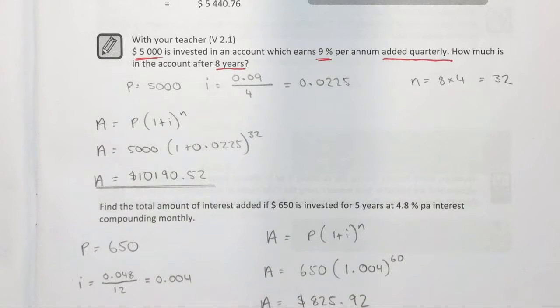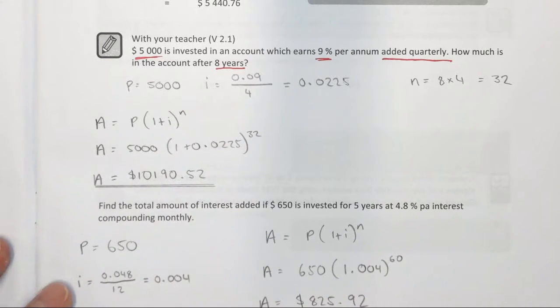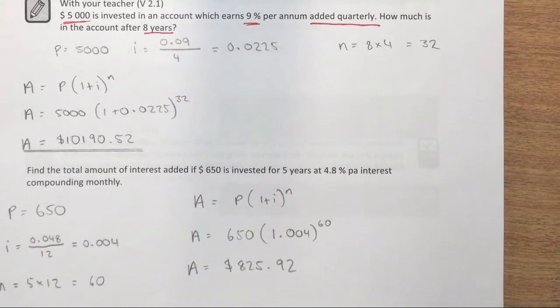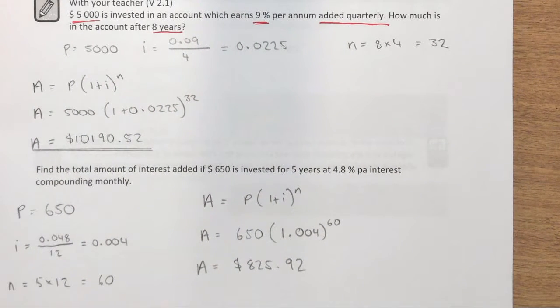Okay, are we done? Why not? Who says no and why not? Excellent, because the question in this case doesn't say how much is in the account after those 5 years. What it does ask is how much interest did they earn. And if we know they put in $650, they got out $825.92, well, we can work out our interest.